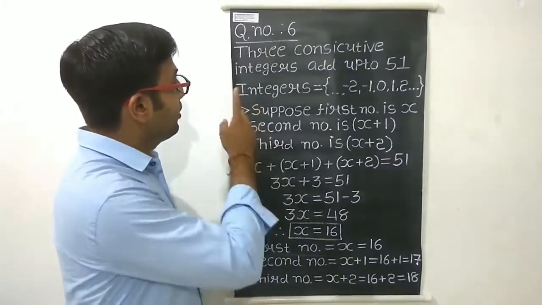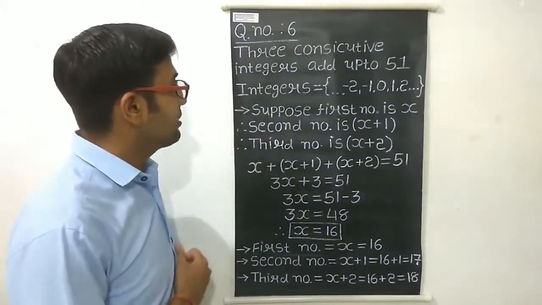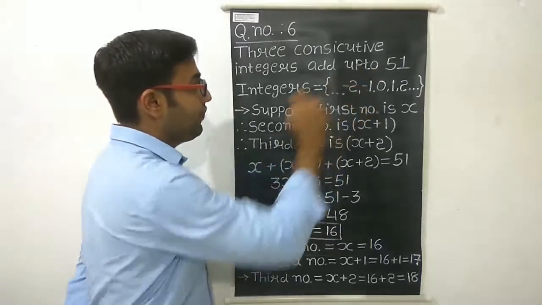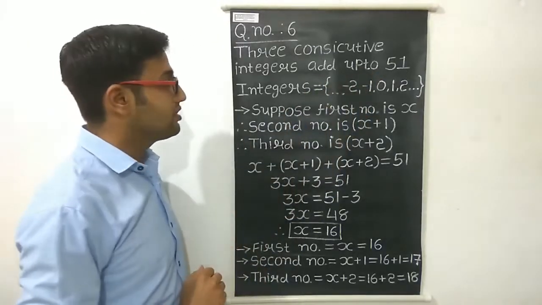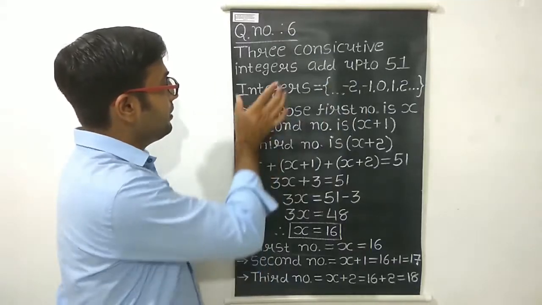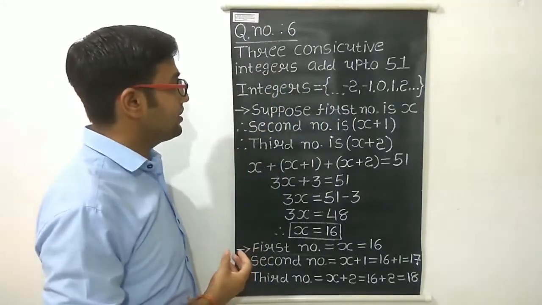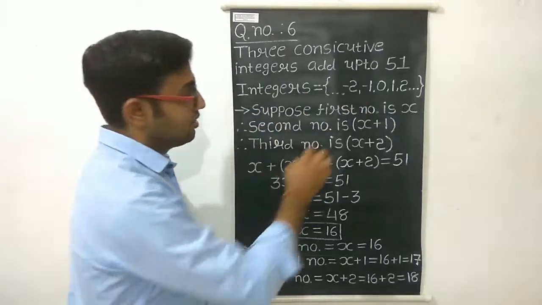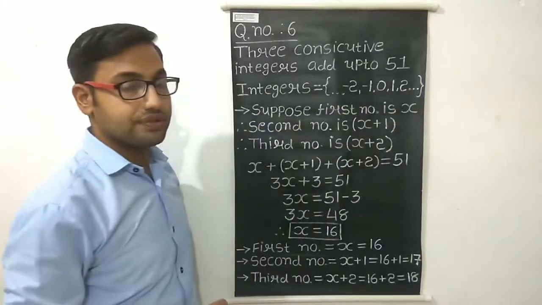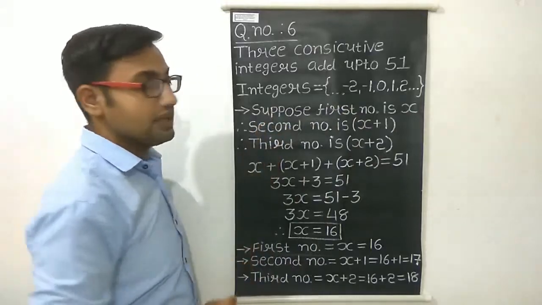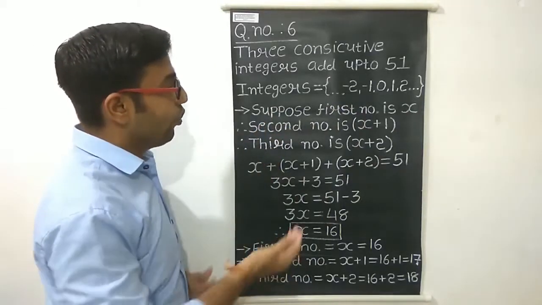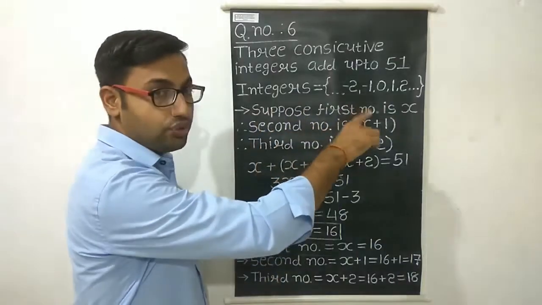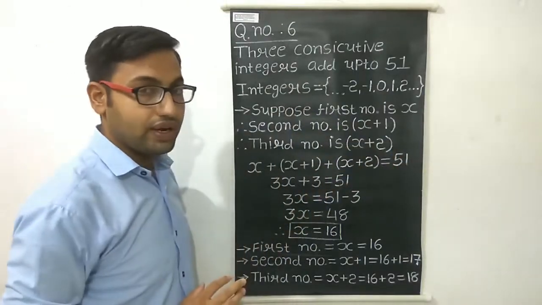Okay, so let us study question number 6. Question number 6 is: 3 consecutive integers add up to 51, then find these 3 consecutive numbers. Now we have been given integers. What is the meaning of integers? Integers are the numbers which contain minus numbers, 0 and positive numbers. That means integers is the set in which all these numbers are there: minus 3, minus 2, minus 1, 0, 1, 2, 3, up to infinity on both sides.